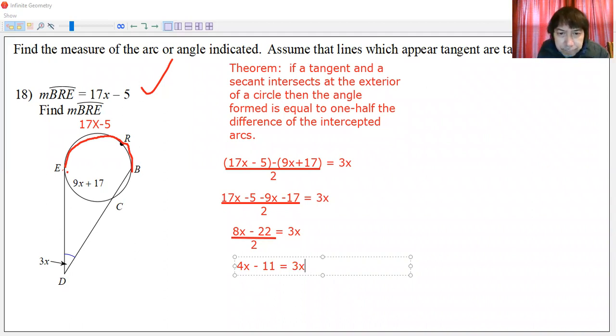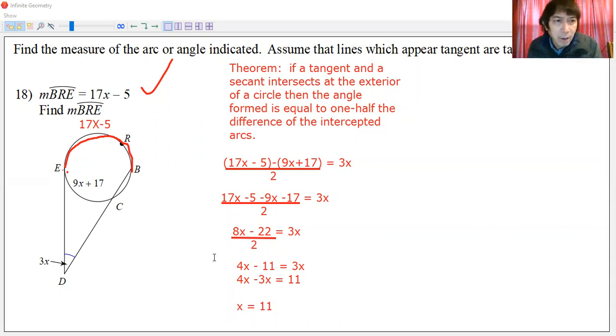We shall just do transposition here. Interchange the 11 and the 3x. So this will remain 4x, this will become minus 3x, and the 11 goes to the other side, making it positive 11. So the left side becomes 4x minus 3x, which is x, equal to exactly 11. That's our value of x.